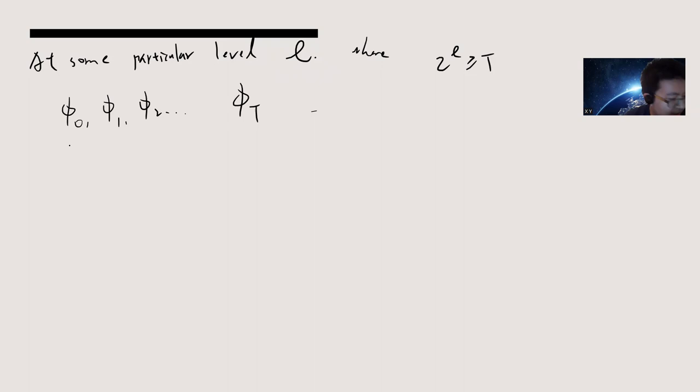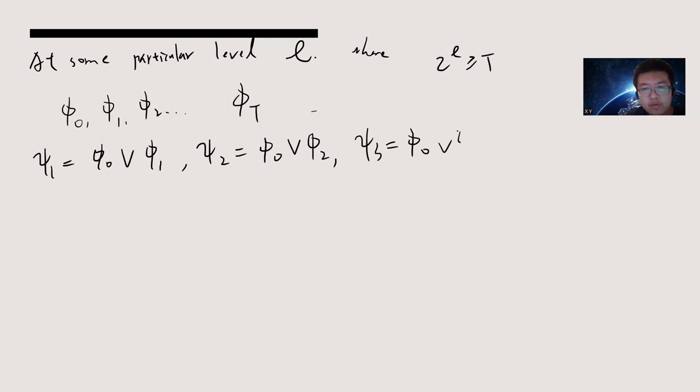And then let's consider psi 1 to be phi 0 and phi 1. So psi 1 is phi 0 or phi 1, psi 2 is phi 0 or phi 2, psi 3 is phi 0 or phi 3, keep going, and psi t is phi 0 or phi t. And then you can calculate half psi i. So this is polynomial time.